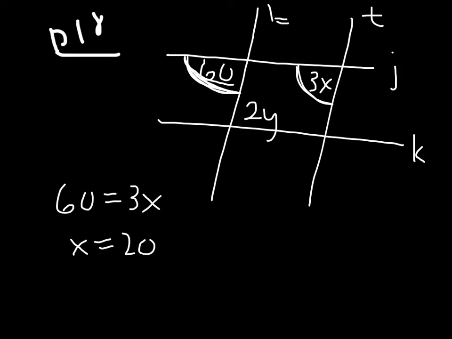So x would equal 20. So if x does equal 20, then line L would be parallel to line T. Look at the y value.